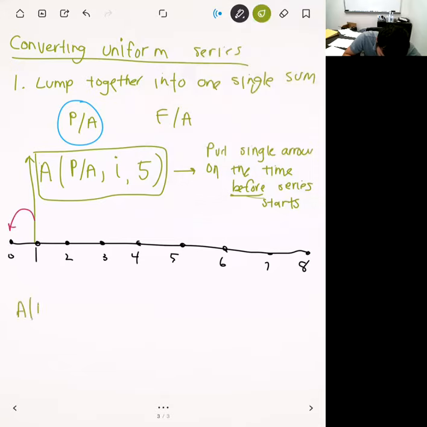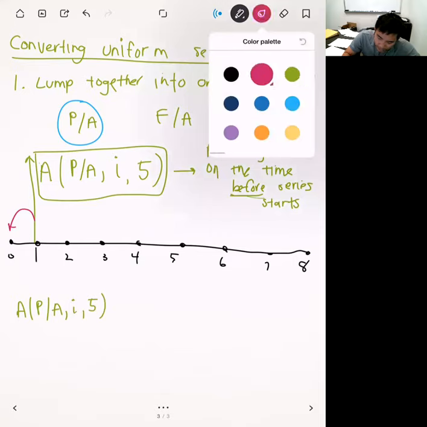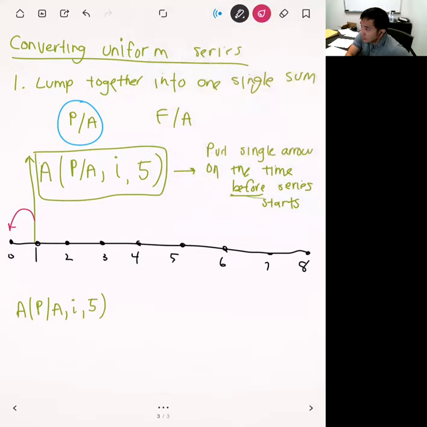And so right now we've done one conversion. So we have A, P over A, I, 5. And right now, what we have in this form is essentially a future sum. We have a single lump sum that occurs on year 1. And then we just have to move that back for one more year. And so the conversion factor in order to perform this conversion is P over F, I, and 1.